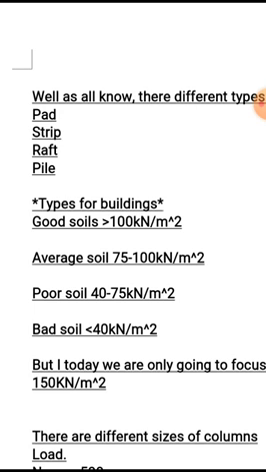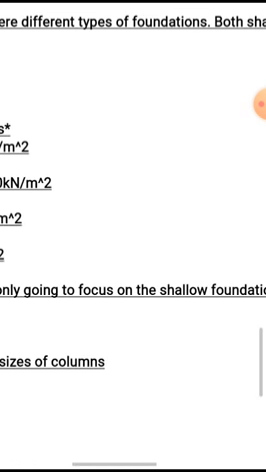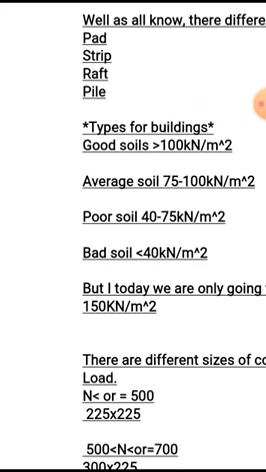Now, today we are only going to focus on how to design our shallow foundation, assuming a soil bearing capacity of 150 kilonewton per meter square. If you are in Kaduna, most soil bearing capacity always falls within that range of 150 to 200 kilonewton per meter square.